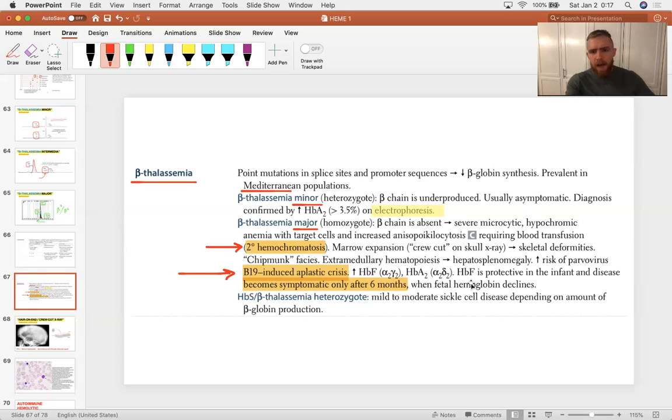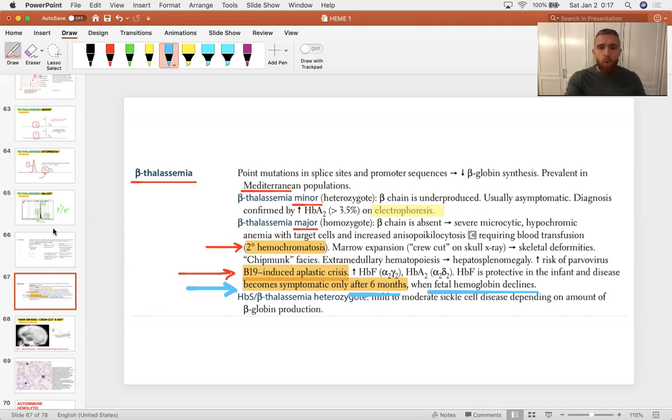And then finally, beta thal is only going to become symptomatic after 6 months, similar to sickle cell disease, because that's when you stop making fetal hemoglobin. Now, in alpha thal, you really can't make fetal hemoglobin to start with, or you can't do a good job at it. So that's going to be symptomatic before 6 months in severe cases. And that's really all that First Aid has on beta thalassemia.